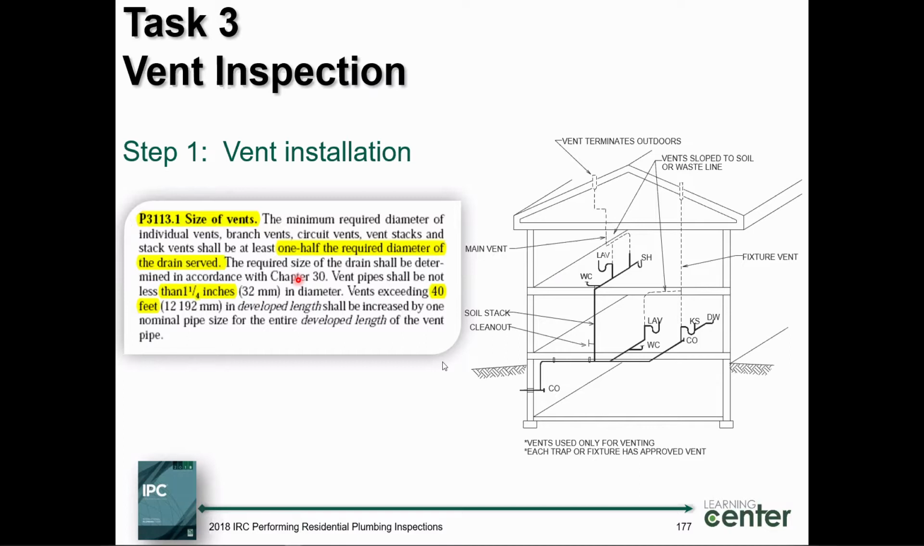But not really. Look what else has to happen here. It says the vent pipe shall not be less than 1.25 inches. I could never ever have a vent pipe less than 1.25 inches. So even if the half of the diameter of a 2-inch pipe that was a drain is 1 inch, I can't use a 1-inch vent. I got to use 1.25 inches, period.